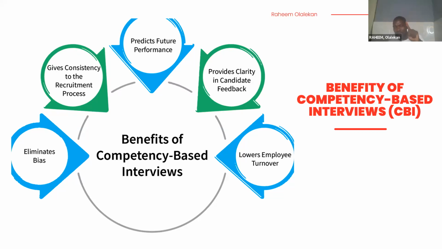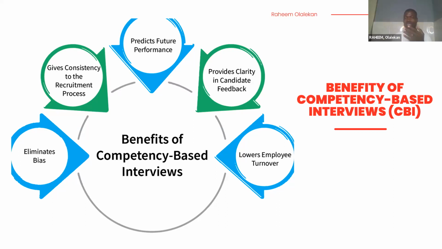Don't forget that competency-based interviews give candidates a positive candidate experience. Meaning the candidate is already in love with your organization even before coming in. So such a candidate is coming in happy, and will remain in your organization for a long period of time because he's already happy joining your organization.